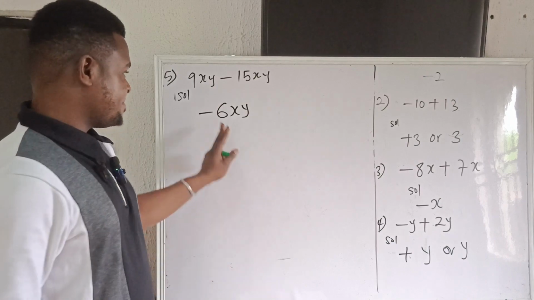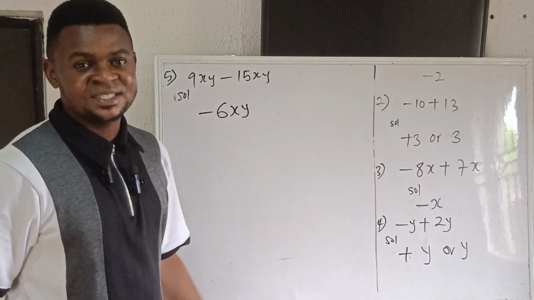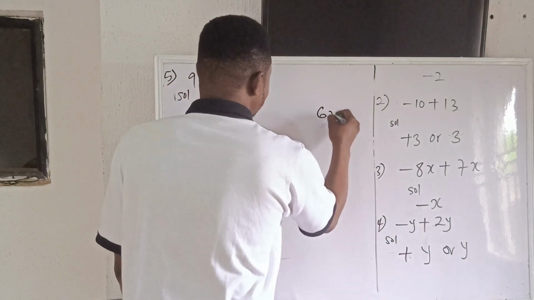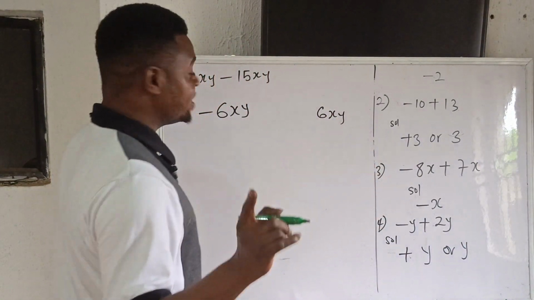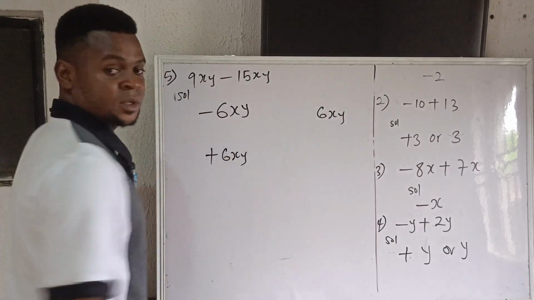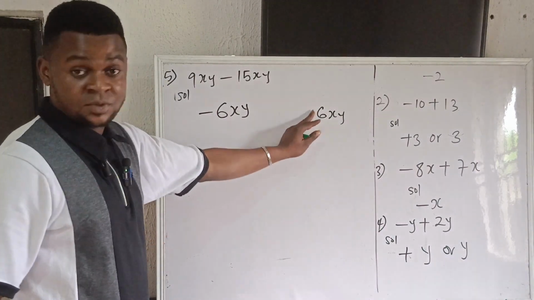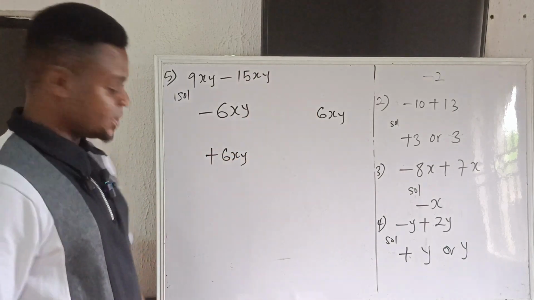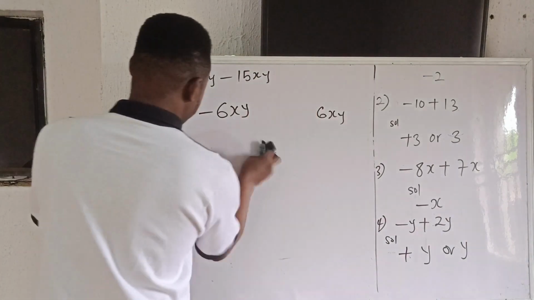But don't forget, minus 6xy is not the same as 6xy. So please don't go and write it as what? 6xy. This can only be done if I had written plus 6xy. So plus 6xy can also be written as 6xy, but minus 6xy cannot be written as 6xy. So let's look at the next example, example 6.